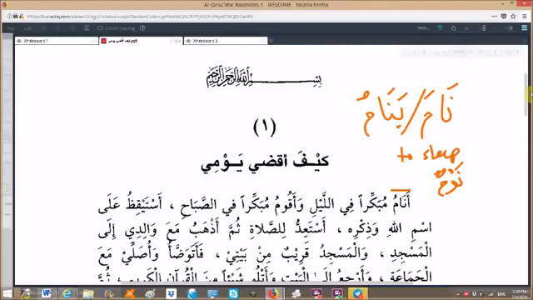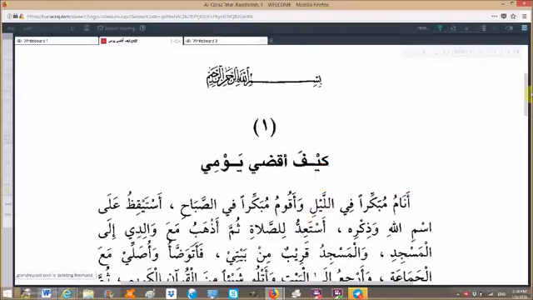Fil layl. I go to sleep early at night. Fi is a harf jar, a preposition which causes the noun after it to be majroor, here with a kasra. Layl is the opposite of nahar. This is night, this is day. It could also be the opposite of sabah, at night, in the morning. But here it is really the opposite of nahar, the daytime. The plural of layl is layali. So, anamu mubakkiran fil layl. I go to sleep early at night.